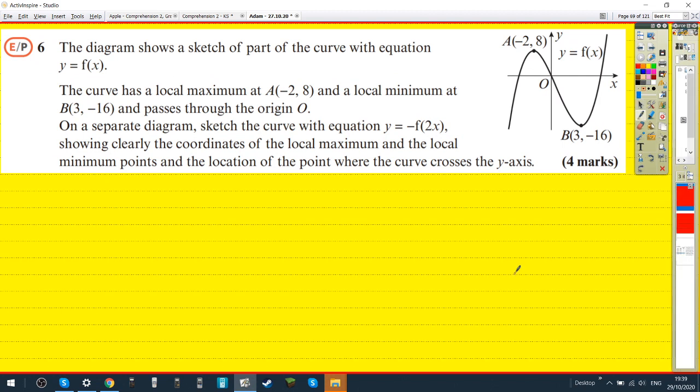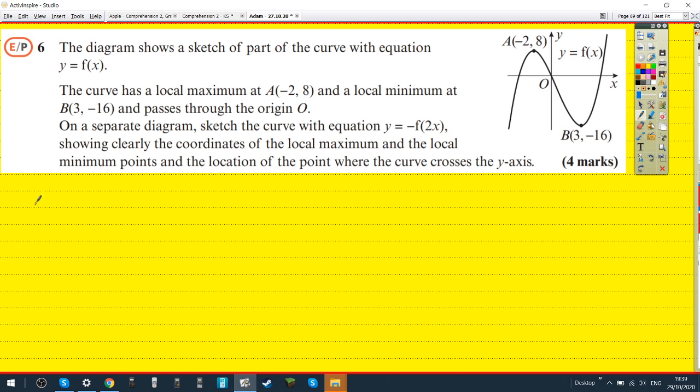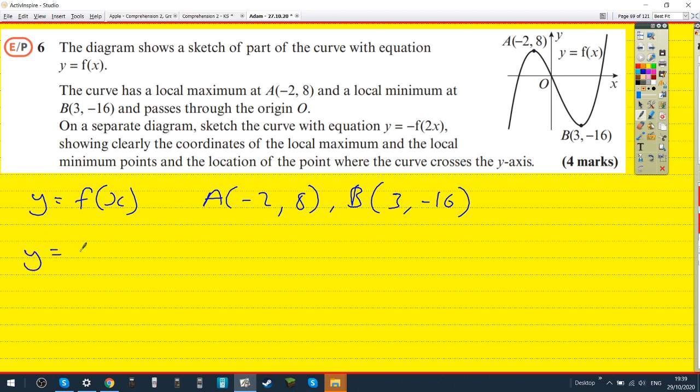So, what happens to A? What happens to B? It was y equals the f of x. That had minus 2, 8, and 3, minus 16. So it wants the equation minus f of 2x. Yep. Okay. So both the y and the x-axis change, like the coordinates, both numbers. Well done. Okay.